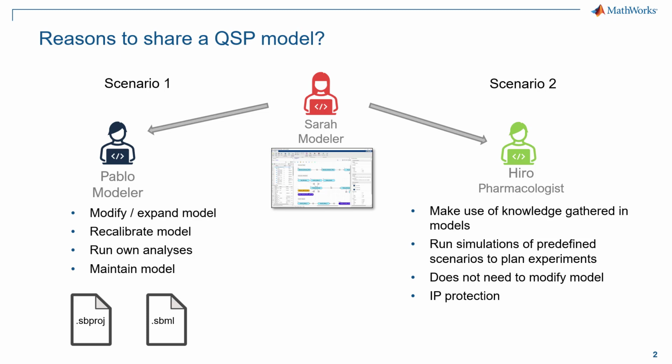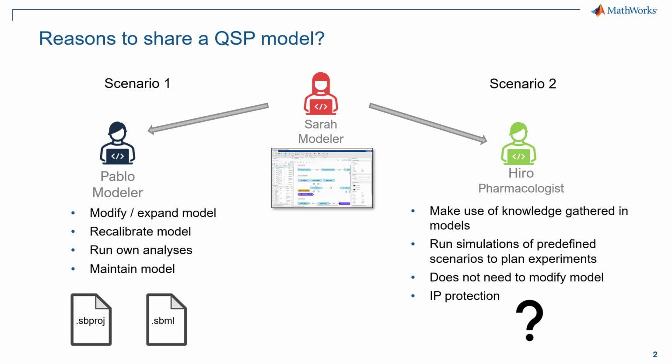So that's great if he is a SimBiology user. If not, Sarah can export the model to SBML. This SBML file will only contain the model definition. So again, scenario number one is pretty straightforward. But what would be the best solution for scenario number two? Hiro is not a modeler, so he doesn't know any modeling software. So what would be the best solution for Sarah to share her model with Hiro?